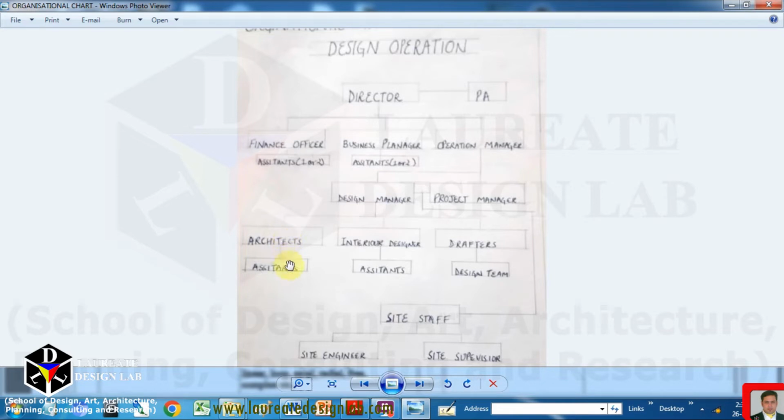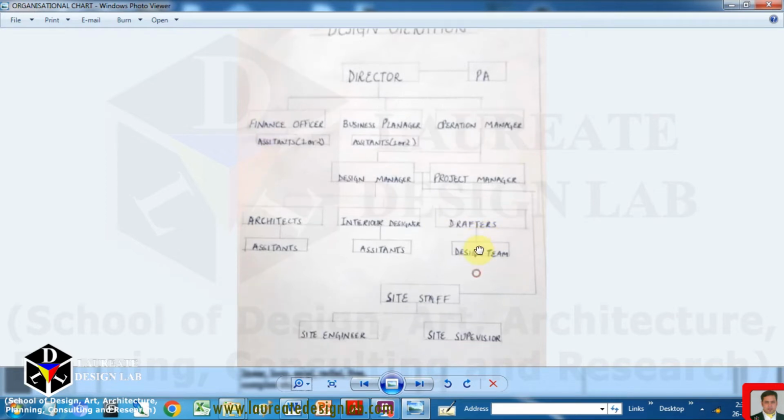Under architects you have assistant architects. Under design manager you have interior designer, assistant interior designer. Then under them we have drafters or draftsmen, so you have a team of draftsmen. Now under them there could be site staff, site engineers and site supervisors.